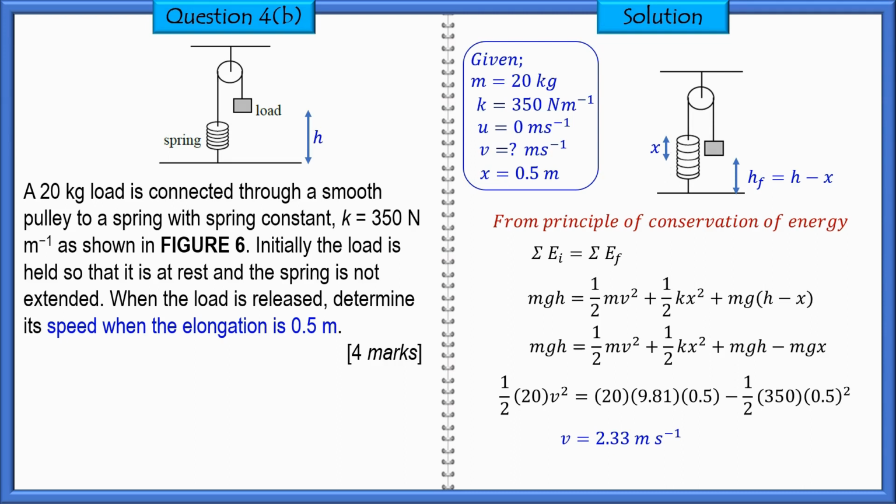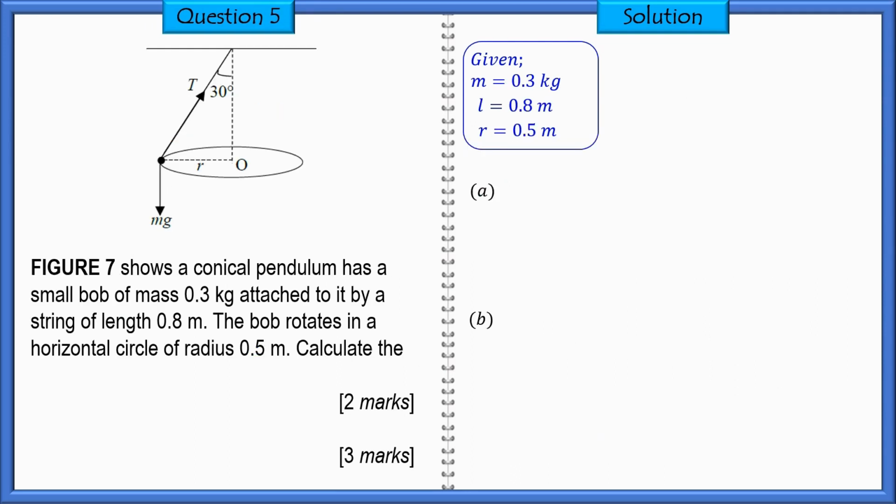The figure shows a conical pendulum with a small bob of mass 0.3 kg attached to a string of length 0.8 meter. The bob rotates in a horizontal circle of radius 0.5 meter. Calculate the tension in the string. First, before you calculate, you need to sketch the free body diagram.